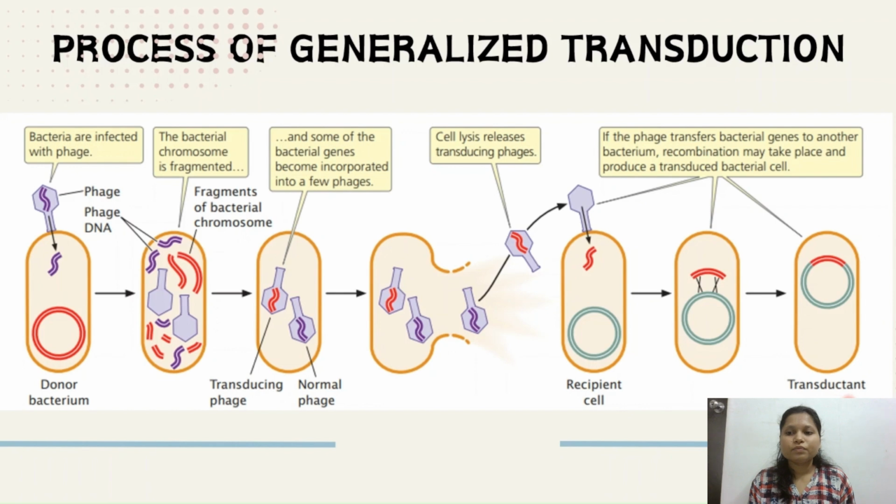Now the donor bacterium's DNA is recombined with the recipient cell, and a transductant is formed. The transductant which is formed will have a part of the donor bacterium's genes and also its own genes. Thus, transduced bacterial cells are formed and genetic recombination is achieved.